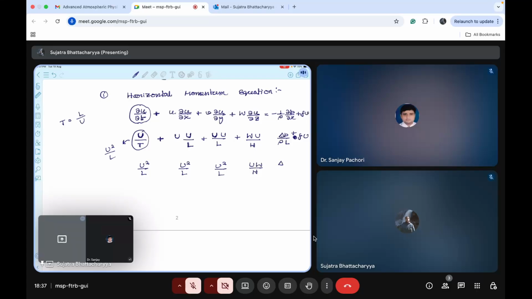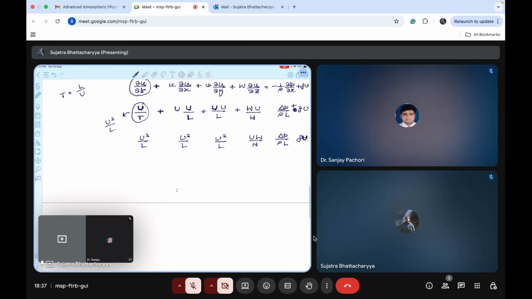What is this? Delta P by rho L and fU. Sorry, fU. Okay, so what is U square by L? It is 10 meter per second square divided by 10 to the power 6. Same here, 10 square by 10 to the power 6. This is 10 square by 10 to the power 6. This is 10 into 10 to the power minus 2 divided by 10 to the power 4.